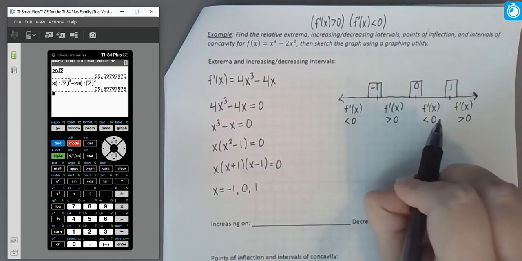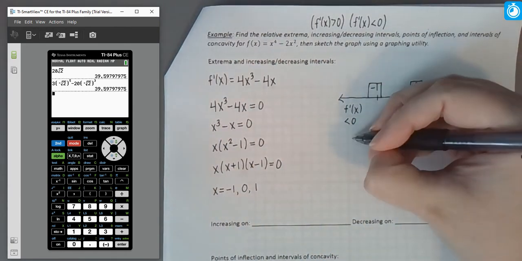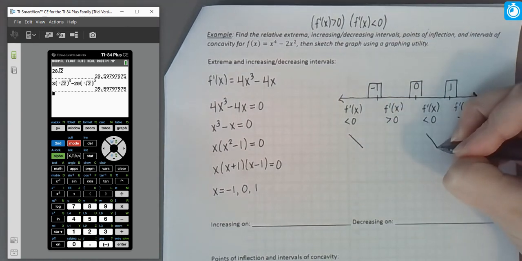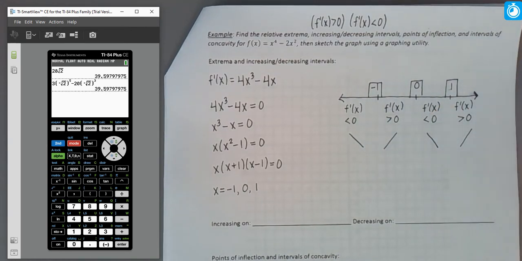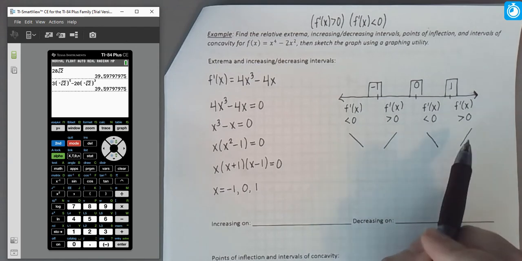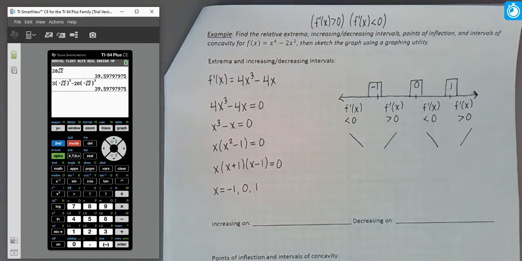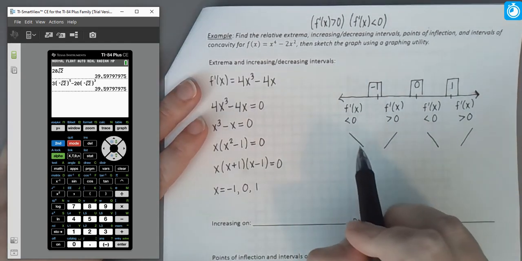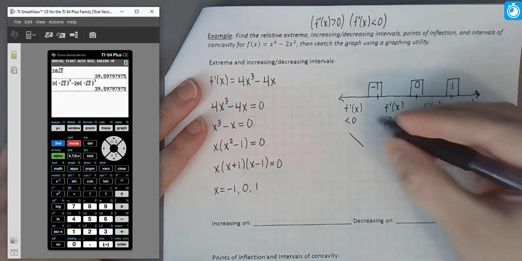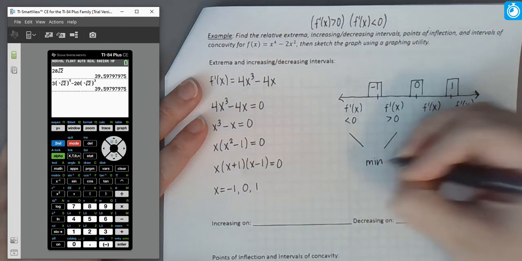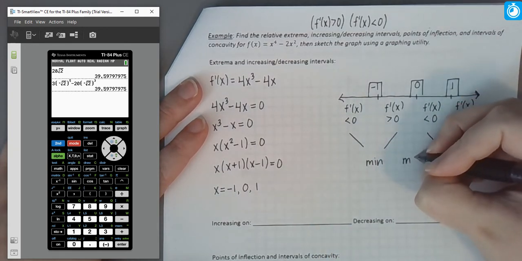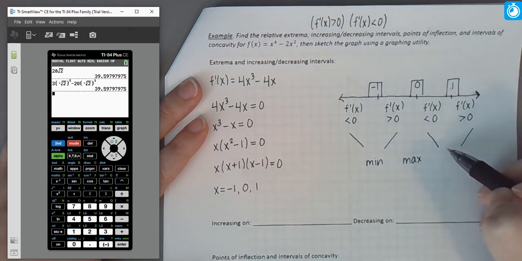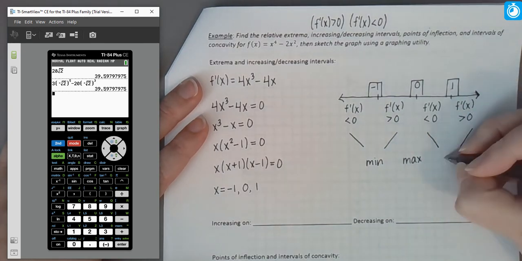Well, wherever my first derivative is negative, where it's less than 0, my function is decreasing. And wherever my first derivative is positive, my function is increasing. So based on the fact that we change behavior at each of our 3 critical values, these do represent locations for either a maximum or a minimum. If we go from decreasing to increasing, we've hit a valley, which means we have a minimum at this location. Increasing to decreasing, we've hit a peak, which means we have a maximum. And then decreasing to increasing, again, we've hit a valley, which means we have a minimum.